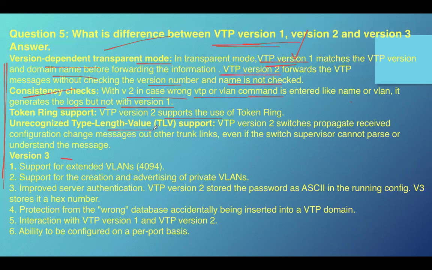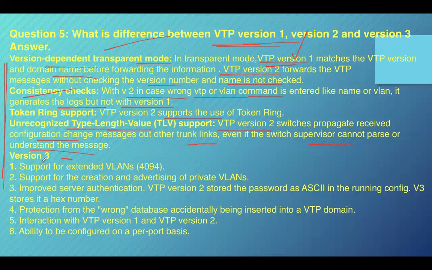Unrecognized type length value: VTP version 2 switches propagate received configuration change messages out other trunk links, even if the switch supervisor cannot parse or doesn't understand the message. It will still advertise it further if you are running VTP version 2. But if it is version 1, it would drop it.